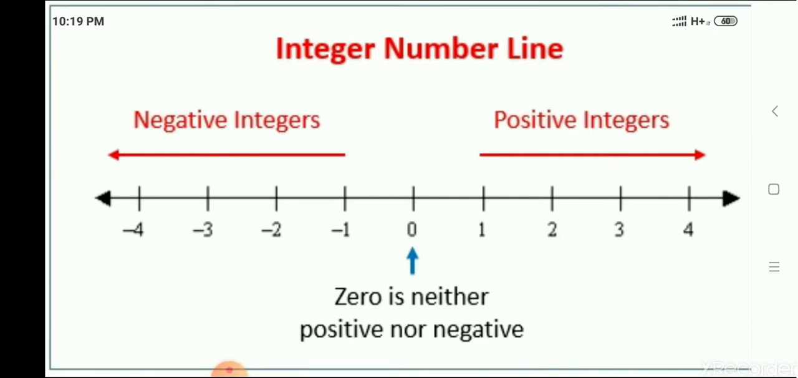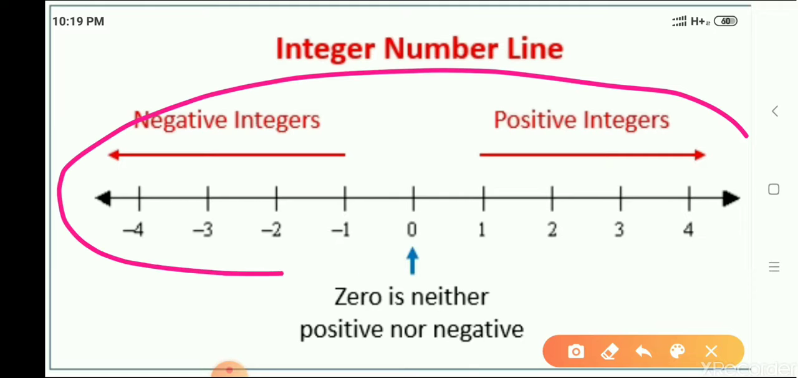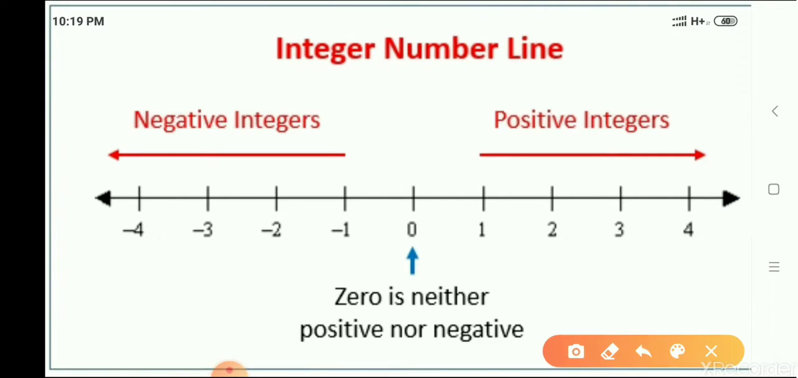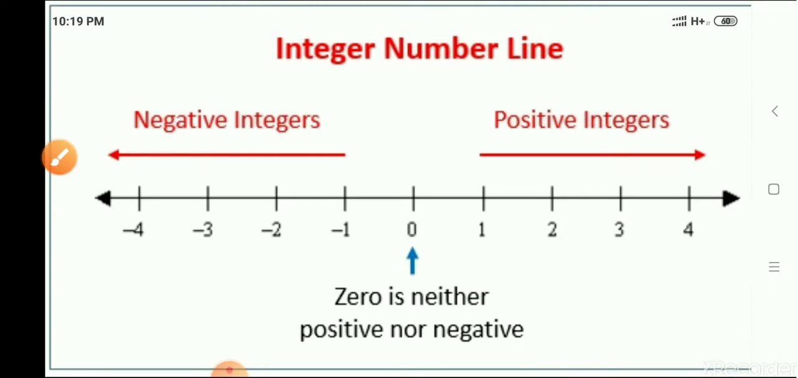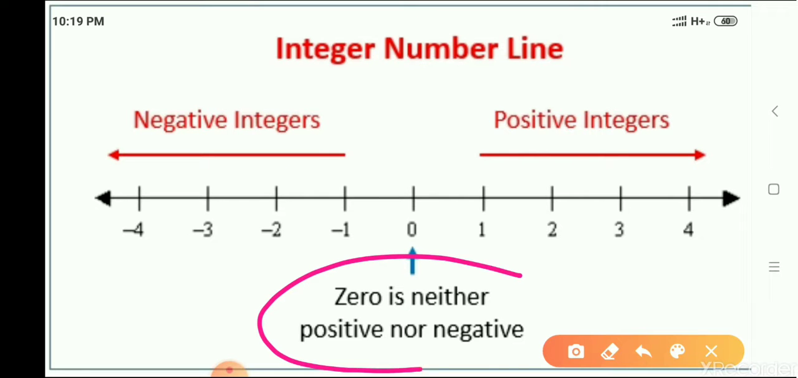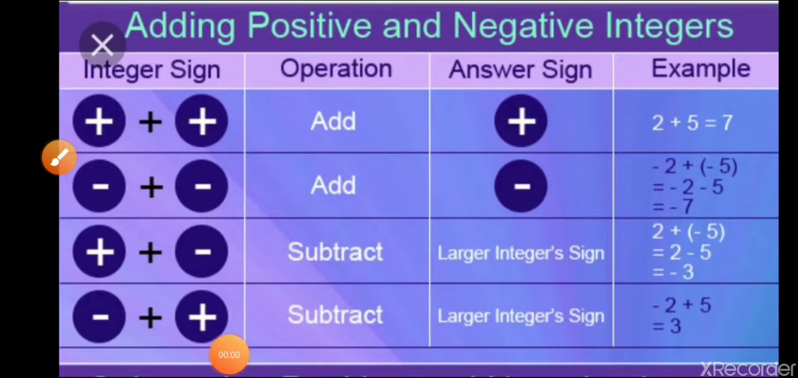Here, you can clearly see this whole number line is representing the integers, where to the right of 0 lies all the positive integers and to the left of 0 lies all the negative integers. One thing you should keep in your mind is that 0 is neither a positive nor a negative integer. Okay? Let us now see how to add and subtract the integers.